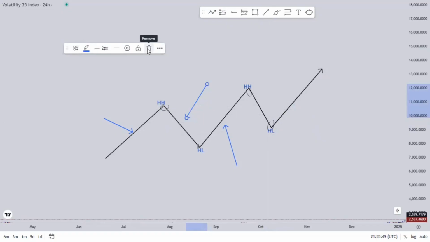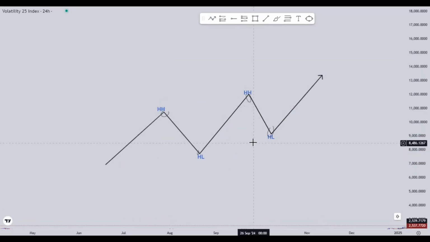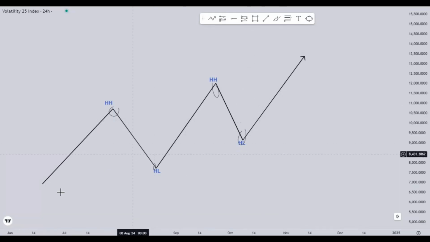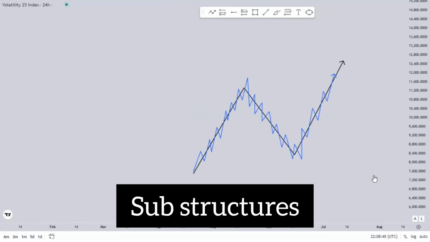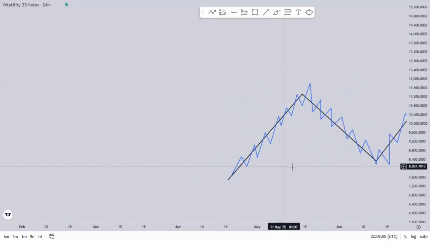And swing structure can be on any time frame, depending on your trading style and preference. Take, for example, a daily time frame. This could be the daily time frame or the 24-hourly time frame. So within this daily leg, if we zoom in on the lower time frame, is a collection of smaller structures on the lower time frame, and that will look something like this. So within this impulsive leg is a collection of structures on the lower time frame, and within this corrective leg is also a collection of structures on the lower time frame.